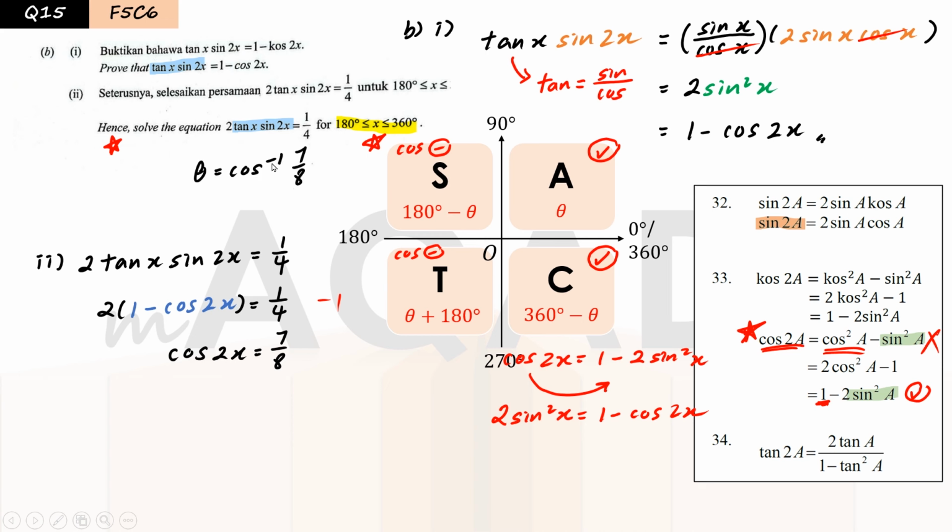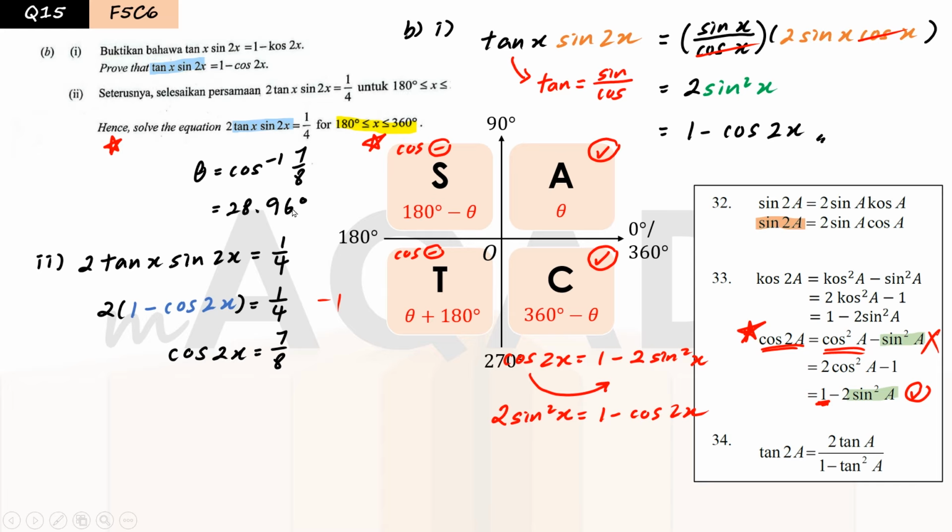Right, so it means it is arc cos, right? This is not called cos to the power of minus 1 or inverse of cos. It's called arc cos, A-R-C cos, and this is arc cos 7 over 8. Okay, so we just need to put this into the calculator and find out the value, which is 28.96 degrees.